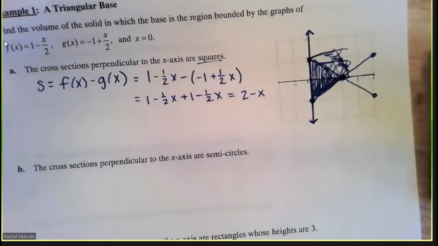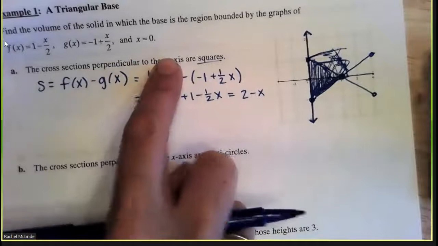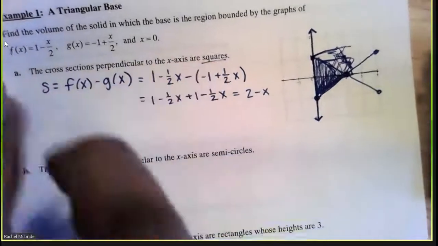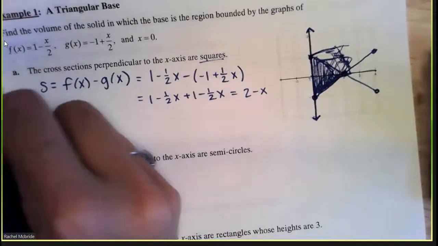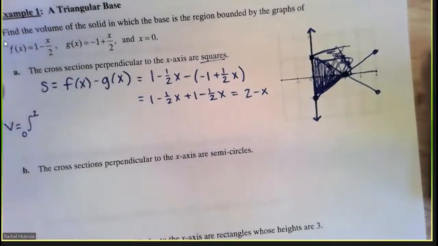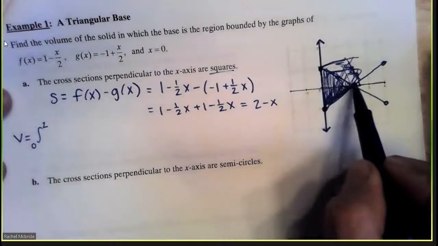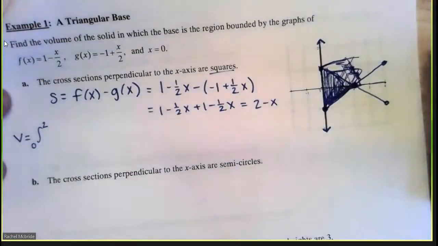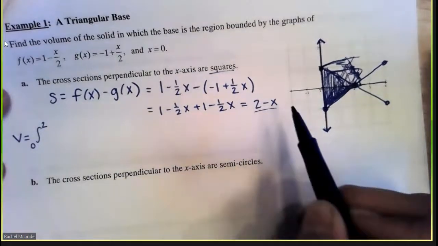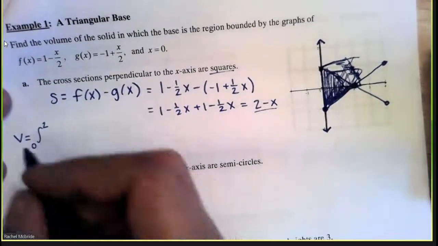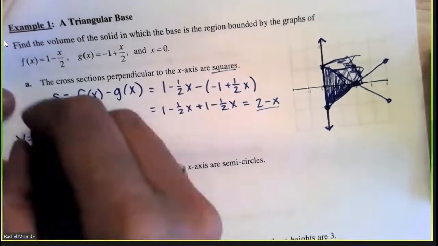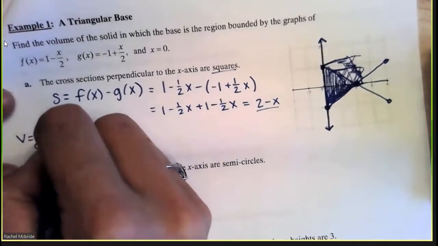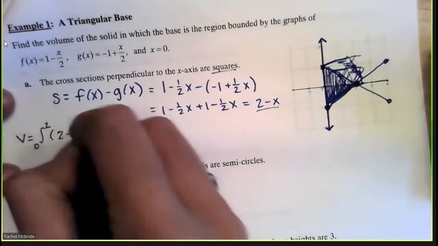So, to find the volume of a solid with bases that are squares, volume is going to equal the integral of the area. It's from 0 to 2 because that's where the two functions intersect. And this is the length, or the side of a square. So area integrated gives you volume. So you're going to integrate the side, 2 minus x, squared.